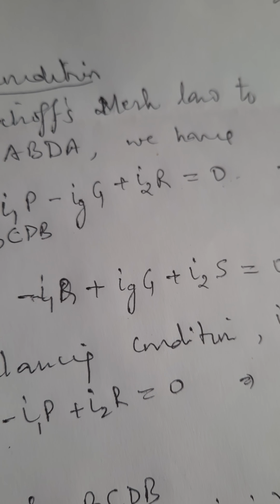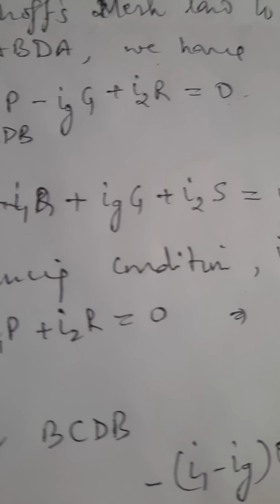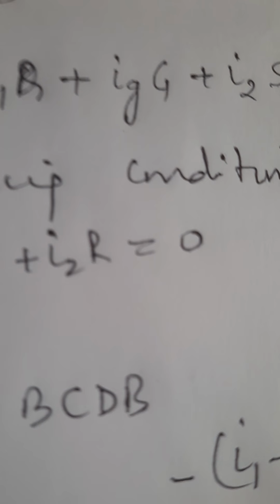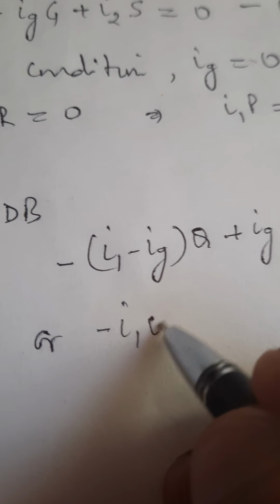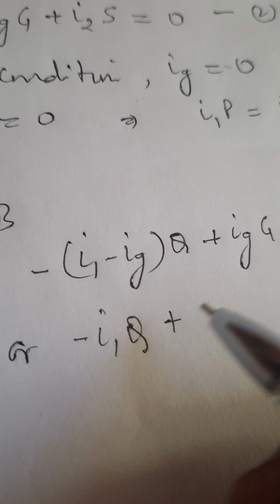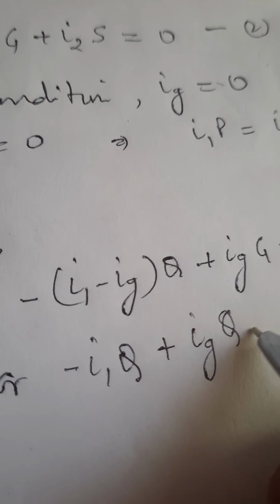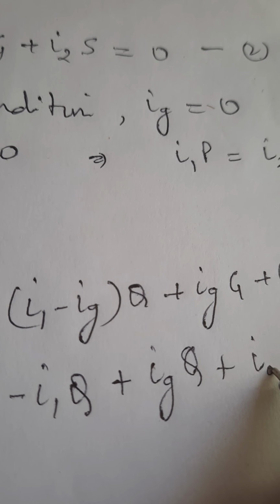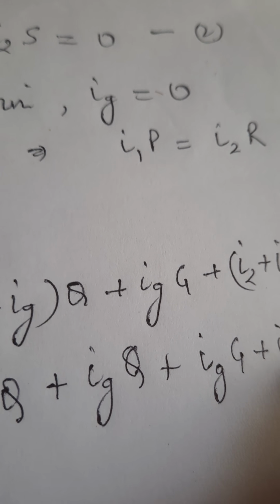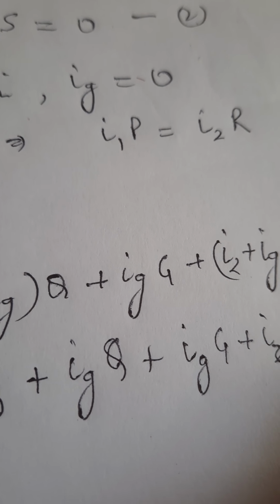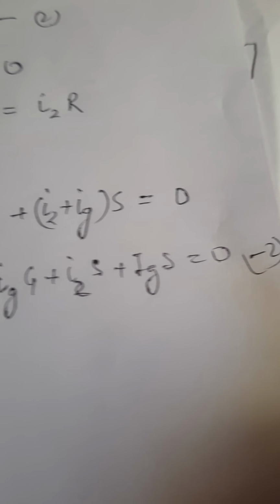Or minus I1 into Q plus Ig into Q plus Ig into G plus I2 into S plus Ig into S is equal to 0. This is equation 2.